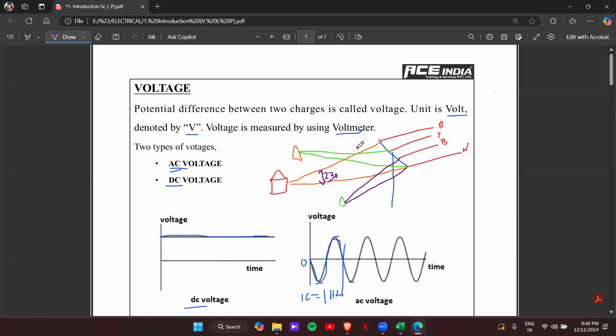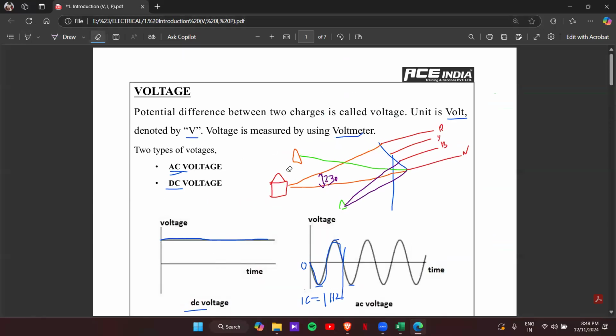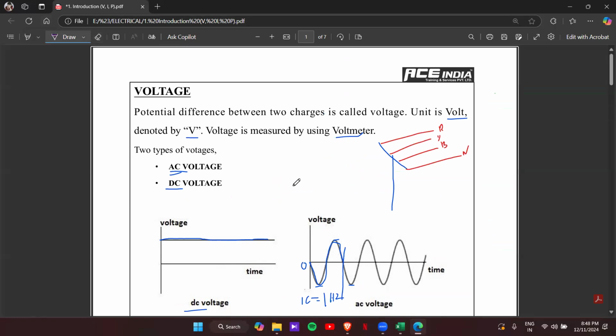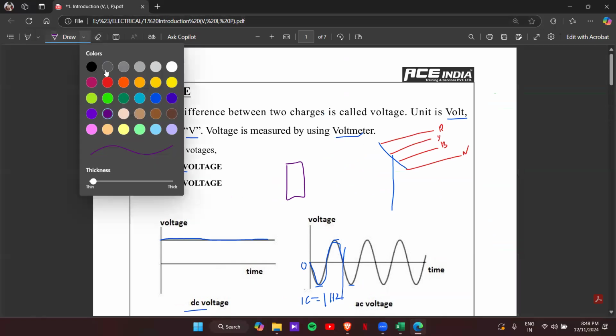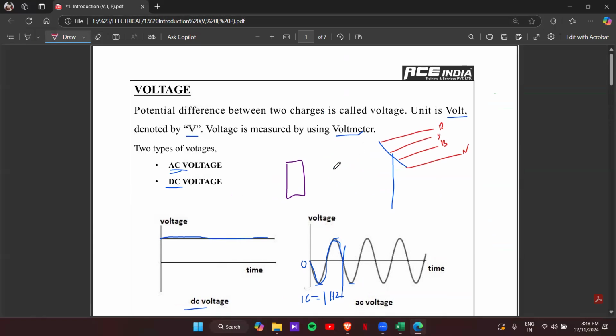Okay. Now we have the three-phase connection. I'll just draw here itself. Same transmission line we have. For this building, I'll just take a three-phase connection. For three-phase connection, we have to take from all the lines. So I have to take one line from R phase, then Y phase, B phase, and neutral. So we'll have four lines.